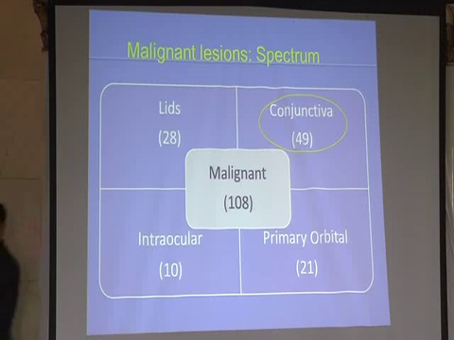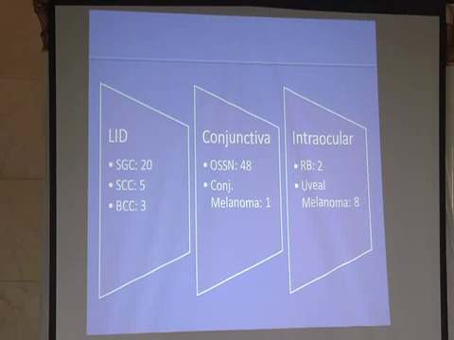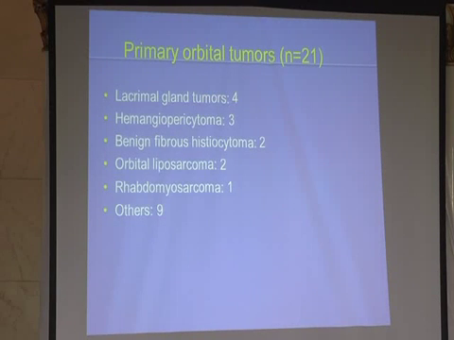Out of 108 malignant indications for exenteration, 49 were conjunctival in origin. When we see the spectrum of etiologies, sebaceous gland carcinoma topped the list of lid malignancies which needed exenteration. Out of 49 conjunctival malignancies, OSSN, that is ocular surface squamous neoplasia, topped the list of the conjunctival etiology as well as overall etiology for needing exenteration. Intraocular cases included retinoblastoma in 2 cases and extraocular spread of uveal melanoma in 8 cases. This was the spectrum of primary orbital tumors which needed exenteration.